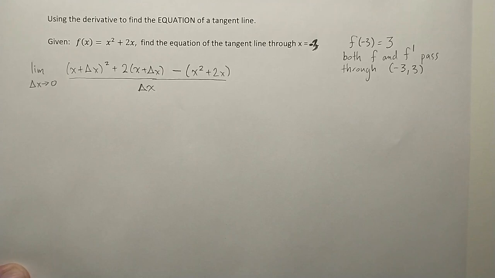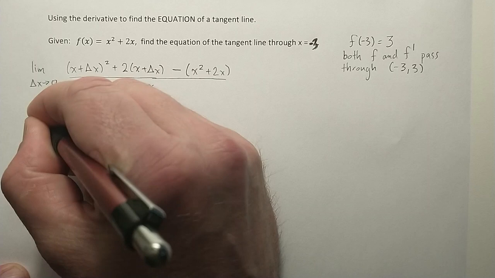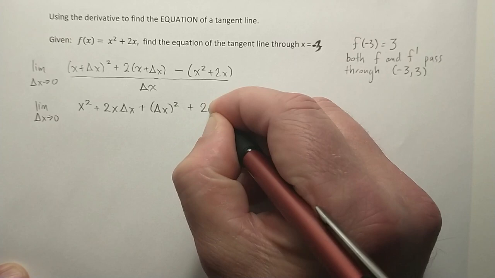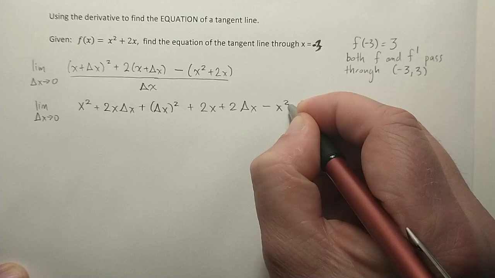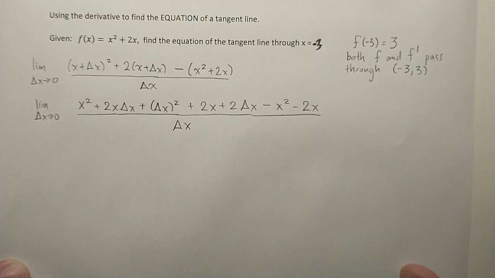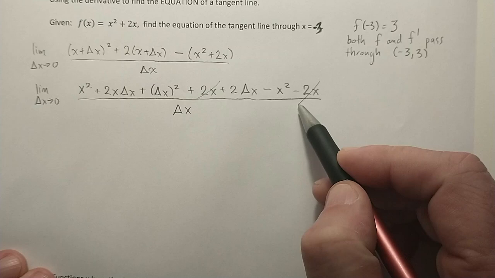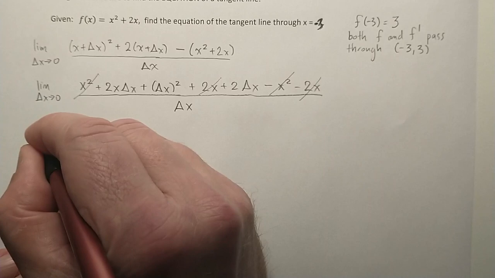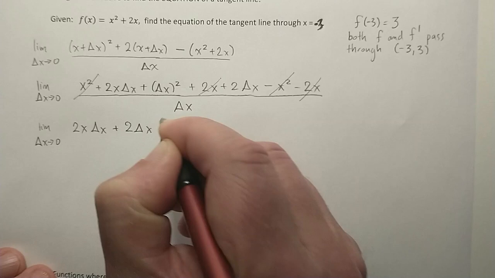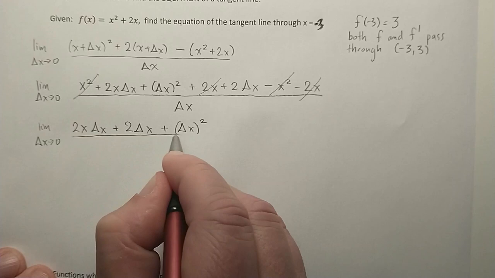Foil, foil, foil. Algebra, algebra, algebra. And this becomes x squared plus 2x delta x plus delta x squared plus 2x plus 2 delta x, minus x squared minus 2x, all over delta x. I'm not going to bother rearranging. You can see what cancels out. That's gone with that. That's gone with that. And we end up with the limit as delta x tends to 0 of 2x delta x plus 2 delta x plus delta x squared, over delta x.